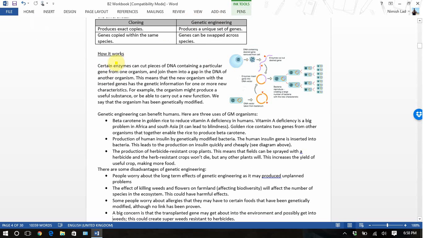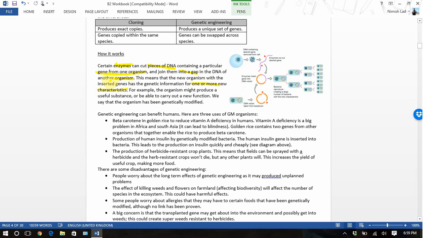So certain enzymes cut pieces of DNA from a particular gene from one organism. They join it into a gap of DNA in another organism. So this means that the new organism with the inserted genes has genetic information for one or more new characteristics. So it's going to have one or more new characteristics now because it's got new information in it.